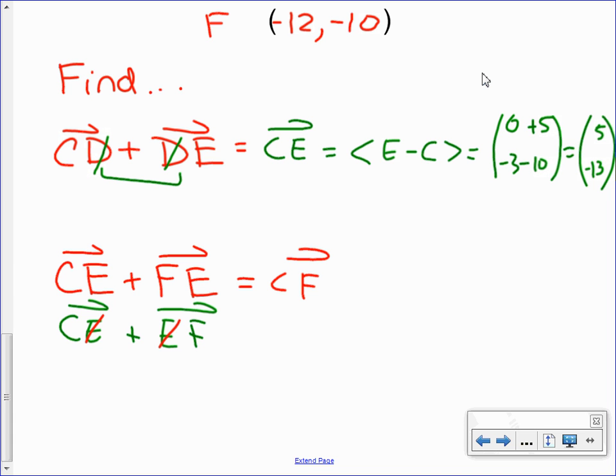Why can you flip it? Okay. Here we go. If this is F and this is E, this vector is the same vector as this vector, just going in the opposite direction. True? So, I mean, you can flip the vectors.